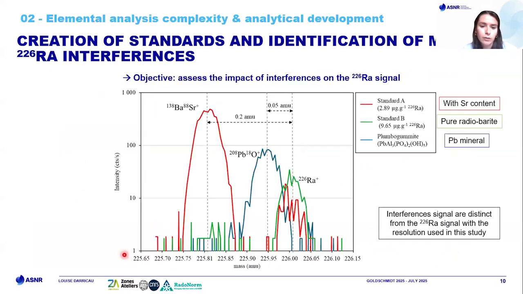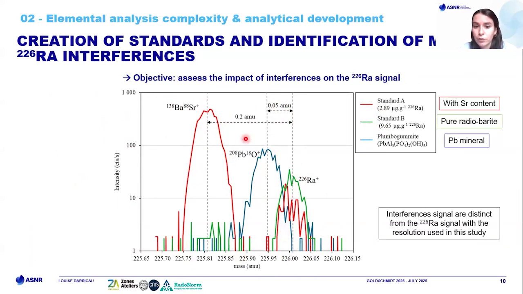So here, the results. I'm showing you the intensity of the signal for the mass around radium. So first, here in green, we have the signal for the barite only enriched in radium. So we have the signal of radium here. And for the standard enriched in radium and also with strontium, we can see here the signal of the barium strontium complex here, but we can really distinguish. They are really distinct from each other. This signal is really distinct from this one.